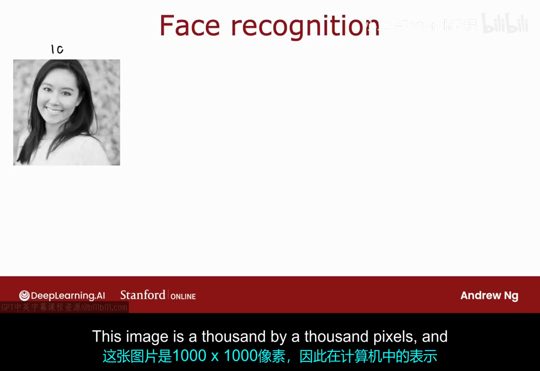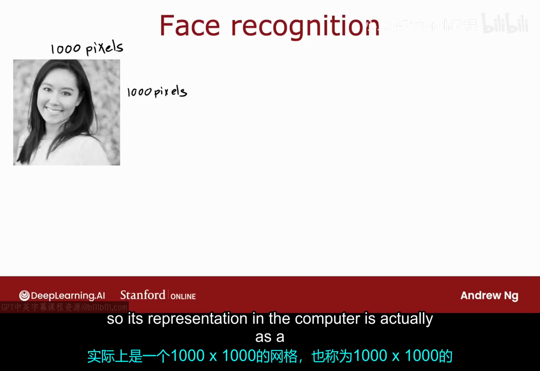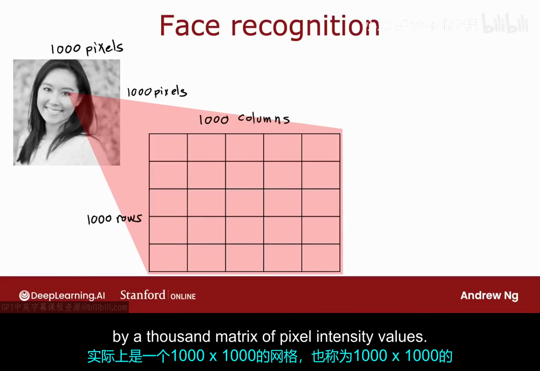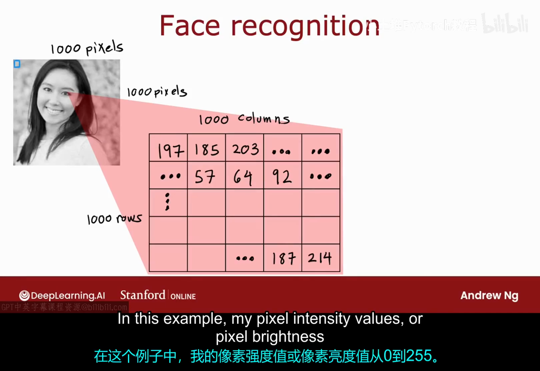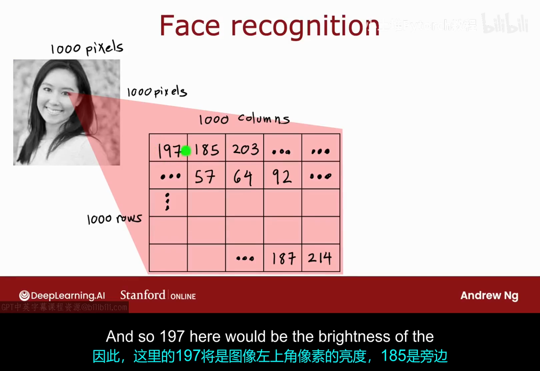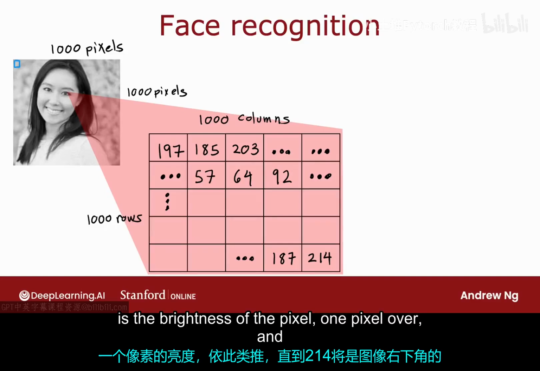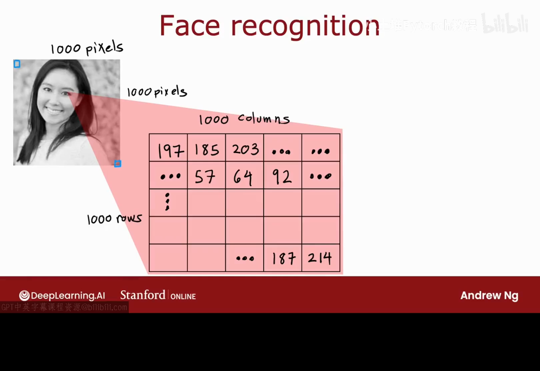This image is 1,000 by 1,000 pixels, and so its representation in the computer is actually as a 1,000 by 1,000 grid, also called a 1,000 by 1,000 matrix of pixel intensity values. In this example, my pixel intensity values, or pixel brightness values, go from 0 to 255. And so 197 here would be the brightness of the pixel in the very upper left of the image. 185 is the brightness of the pixel one pixel over, and so on, down to 214, which would be the lower right corner of this image.